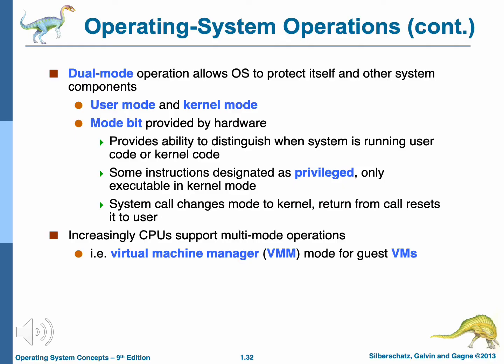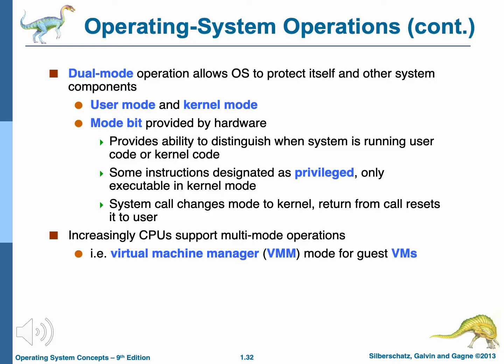Additional information needed for the request may be passed in registers, on the stack, or in memory, with pointers to the memory locations passed in registers. The kernel verifies that the parameters are correct and legal, executes the request, and returns control to the instruction following the system call.